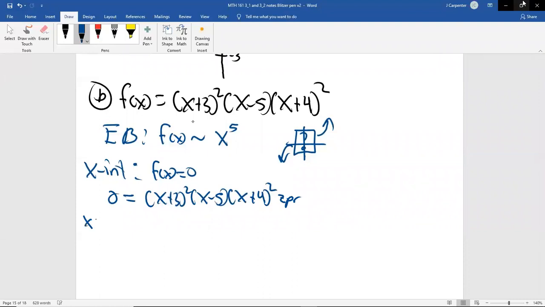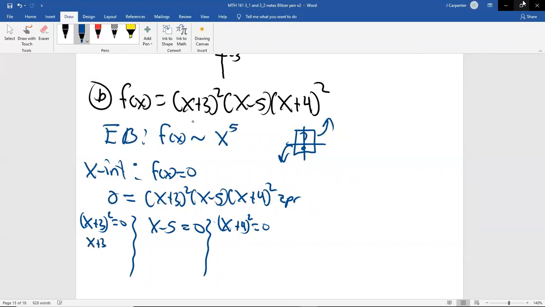We're going to set our (x plus 3) squared equal to 0. And some people will just go ahead and ignore the exponents here. That's fine as well. You can't ignore them completely. I just mean for the solving process, because the exponents tell you the multiplicities. Then we have the x minus 5 equals 0. And then we have the (x plus 4) squared equals 0. But when you take plus or minus square roots of 0, it's 0.